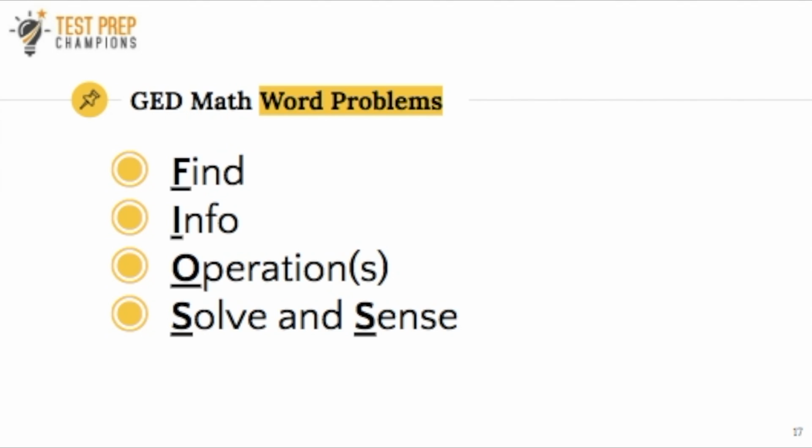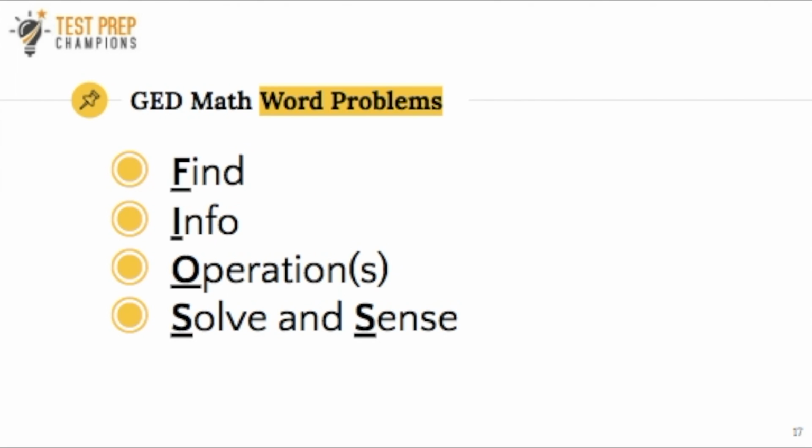The O stands for operation. Which operation or operations do you need to use? By operation, I mean addition, subtraction, multiplication, or division. In many cases, you'll be using more than one operation, and you also may need to write an equation. In fact, for many word problems, you will have to write equations based off of words.